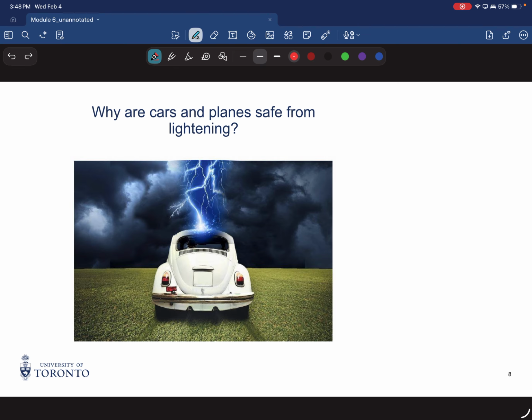Before we close the topic of conductors and dielectrics, do you know why cars and planes are safe from lightning? You can be in the plane and there is lightning, but you don't die. Right? Because we're sitting on chairs that aren't made of... You're sitting on chairs or what? I wouldn't let that happen.